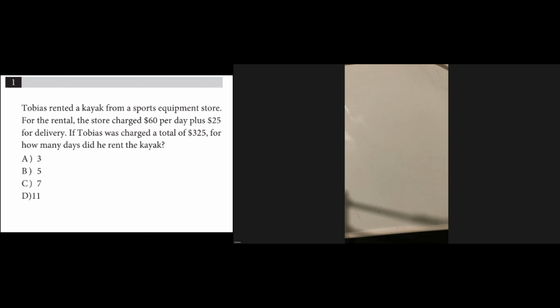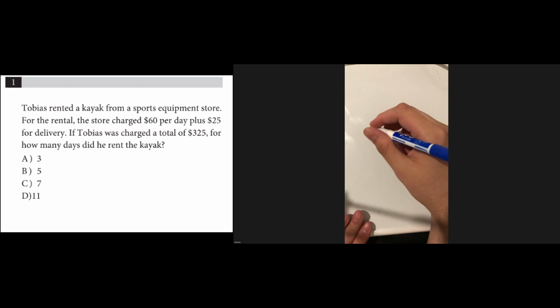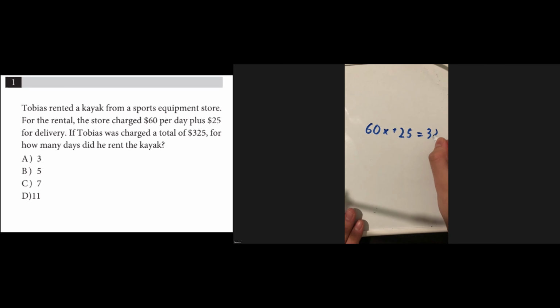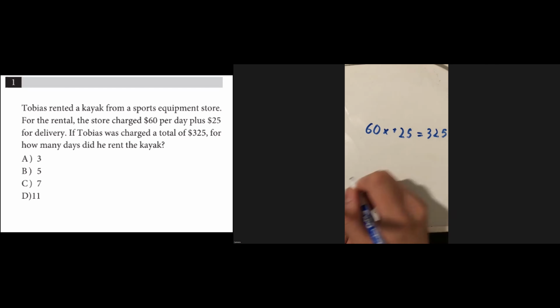Okay, so for this question, all we have to do is set up an equation. So it says the store charges 60 per day. So we have 60 times x, where x is the number of days, plus 25 for delivery, and I'm assuming that's a one-time charge, which equals a total of $325.